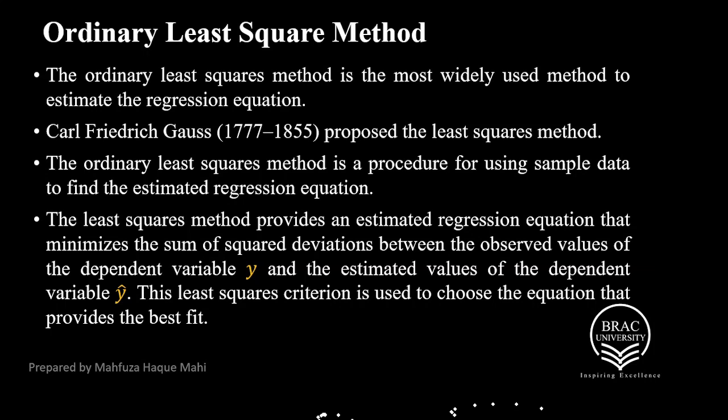The least squares method provides an estimated regression equation that minimizes the sum of squared deviations between the observed values of the dependent variable y and the estimated values of the dependent variable, which is denoted by y hat. This least squares criterion is used to choose the equation that provides the best fit.